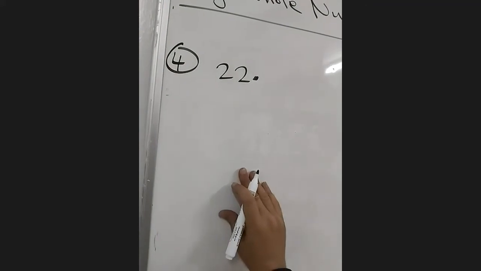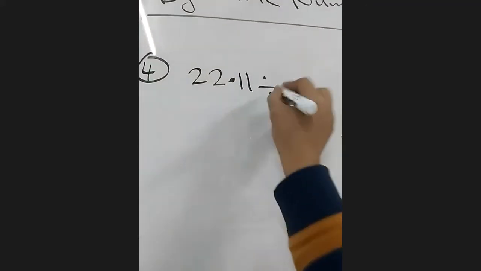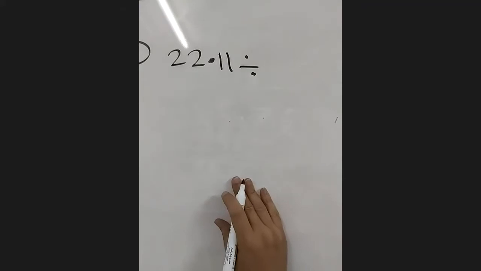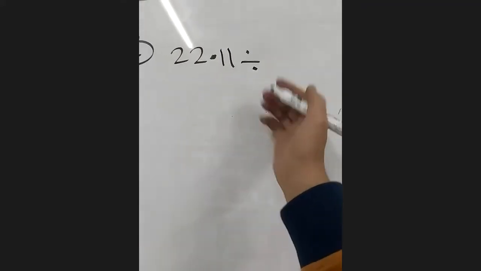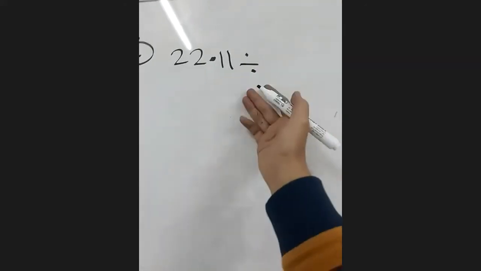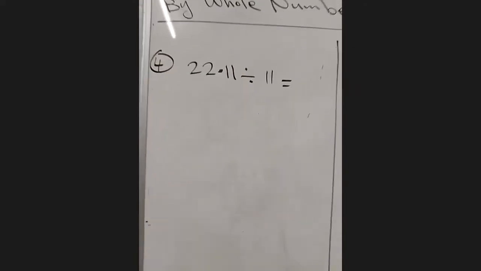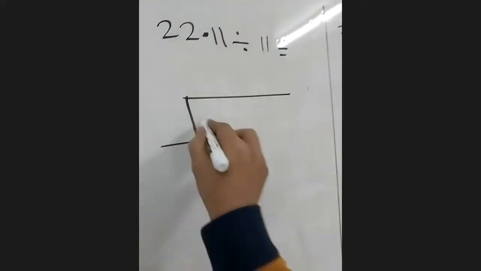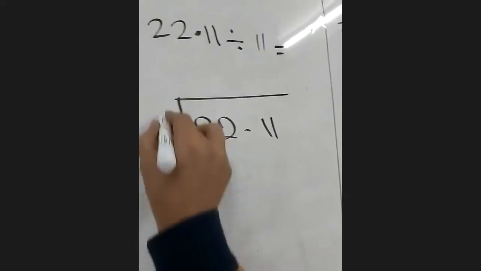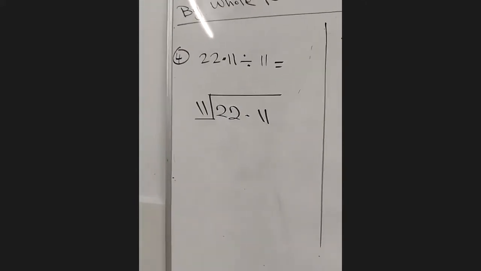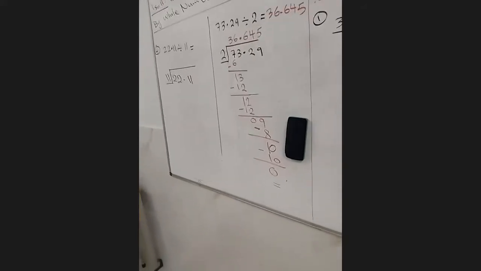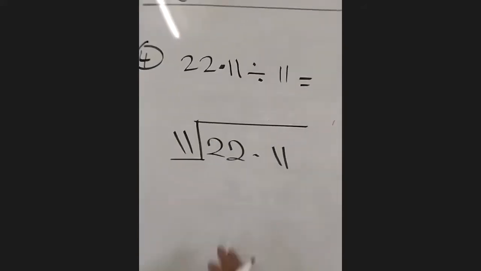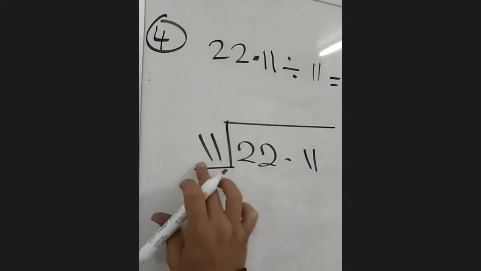22.11 divided by 11. 22.11 divided by what? 11 also? Yes. Awesome. Yeah, let's make long division. Okay. 22.11 divided by 11. 2 divided by 11, we can't. So we'll take the second 2. 22 divided by 11 equals 2.